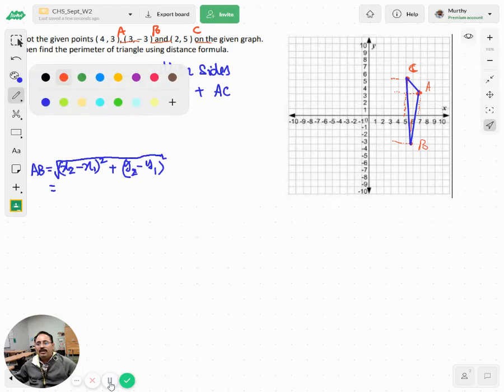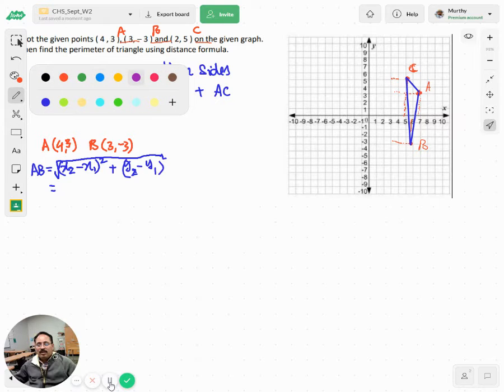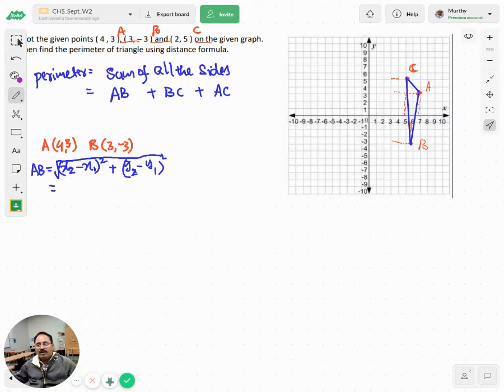So let me take point A. Point A is (4, 3). Point B is (3, -3). I know that my first point is labeled as x1, y1, and my second point as x2, y2. Let me plug those values.